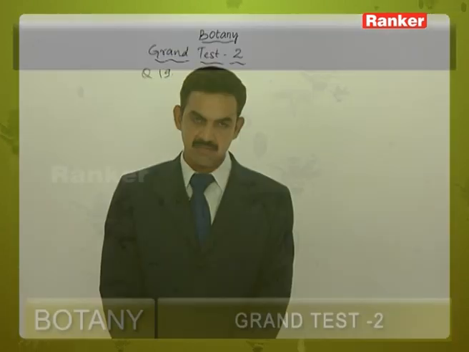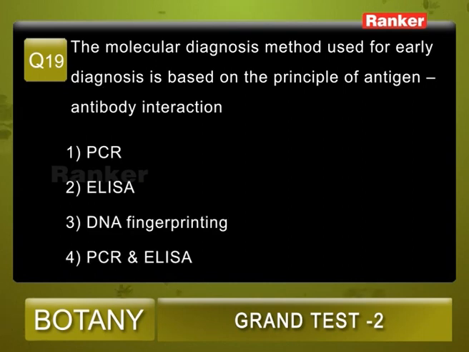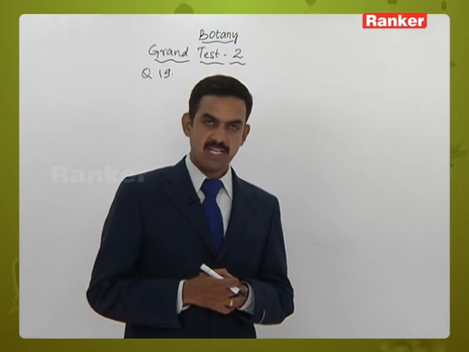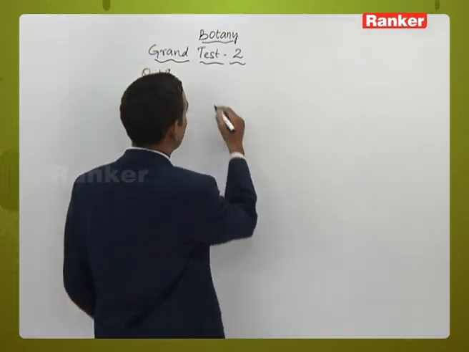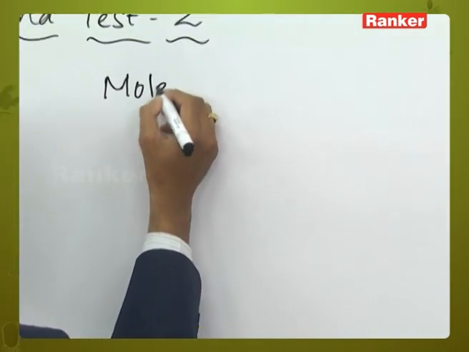Question number 19. The molecular diagnosis method used for early diagnosis is based on the principle of antigen-antibody interaction. Options: 1. PCR, 2. ELISA, 3. DNA fingerprinting, 4. PCR and ELISA.